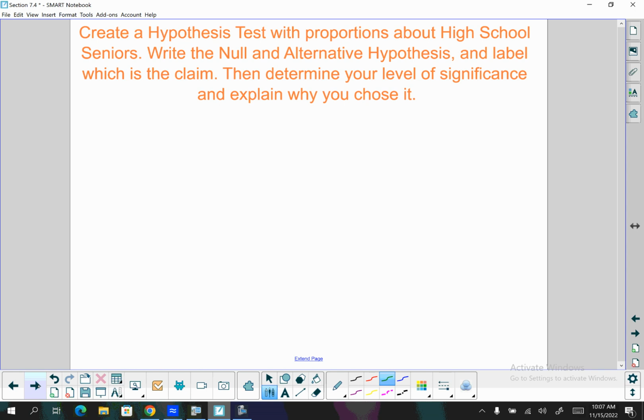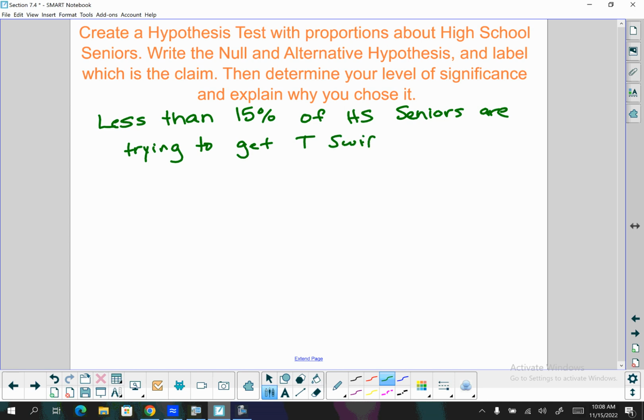What do we want to hypothesize about? What percent of seniors are trying to get Taylor Swift tickets today? How about that? Yeah, let's do that. What do we think? 45%, equal to, less than, greater than? Less than? Okay. Less than 45%? Okay. Maybe a little smaller? 15? Okay, less than 15% of high school seniors are trying, the computer's slowing down on me, to get T Swift tickets.